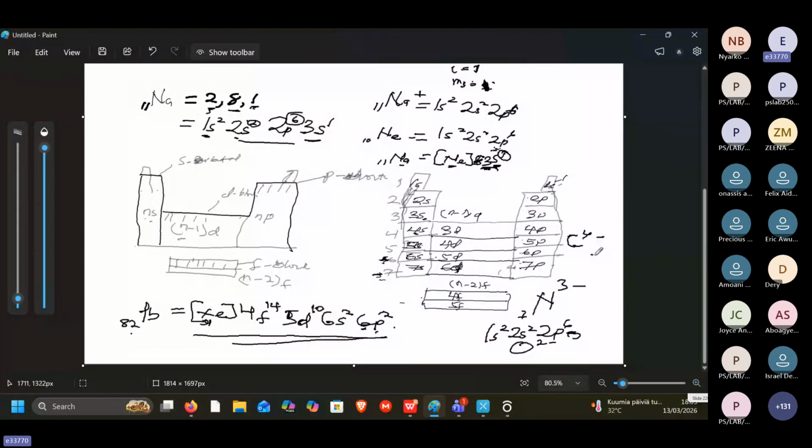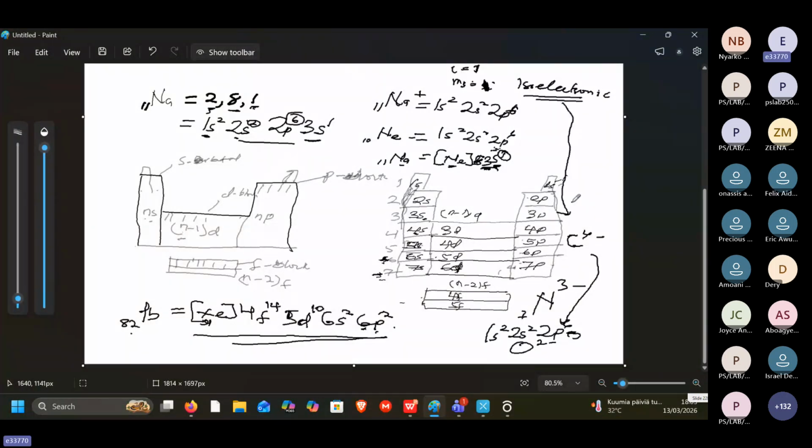Now, what phenomenon are we trying to derive here? Elements or species that have the same electronic configuration, we say those species are called isoelectronic. They have the same electronic configuration, so they are called isoelectronic species. Is that okay? Yes, sir.